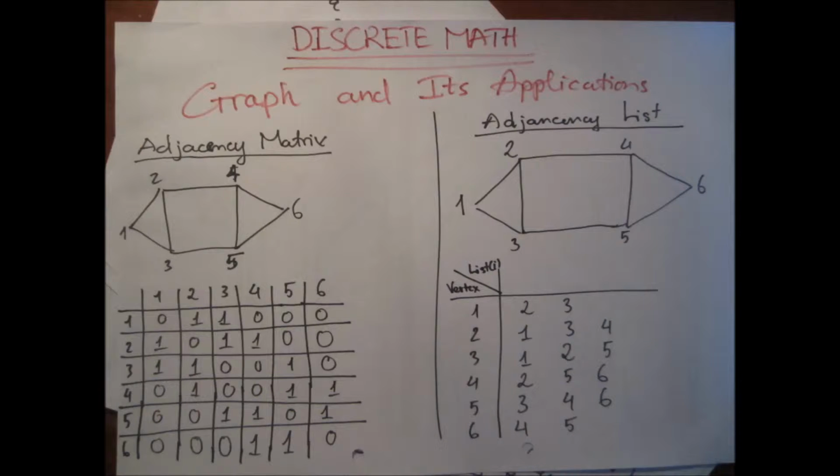Adjacency list. In graph theory and computer science, an adjacency list is a collection of unordered lists used to represent a finite graph. Each list describes the set of neighbors of a vertex in the graph. This is one of several commonly used representations of graphs for use in computer programs.